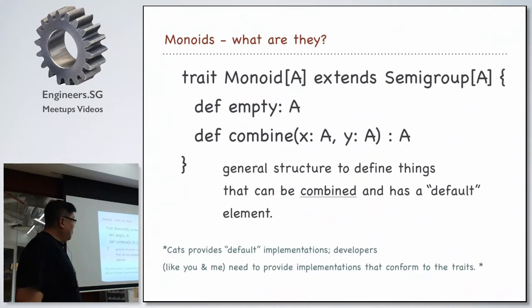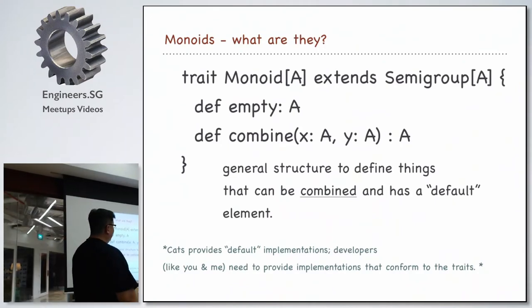Now, this is the monoid. There's no difference, except for one difference, which is the idea of an empty method.